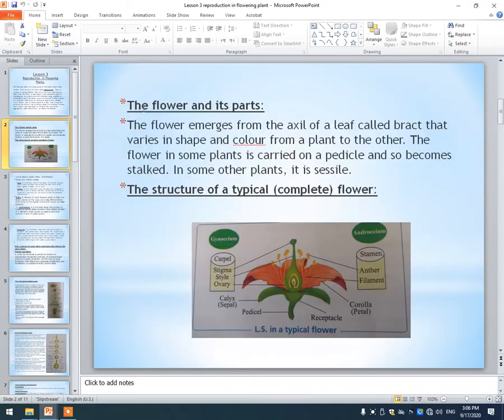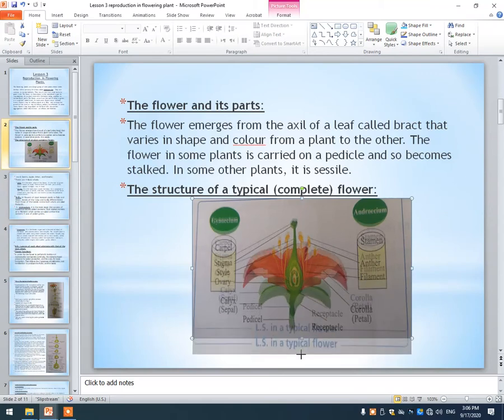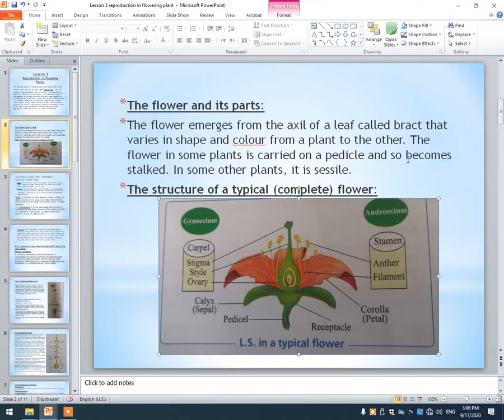What are flowers? Parts of the flower. We have studied before, the flower is the reproductive organ of the angiosperm. The flower emerges from the axil of a leaf called the bract, which varies in shape and color from one plant to another. The flower in some plants is carried on a pedicel and so becomes stalked. In some plants it has no stalk. The structure of a typical or complete flower: you can see here the pedicel above a receptacle.